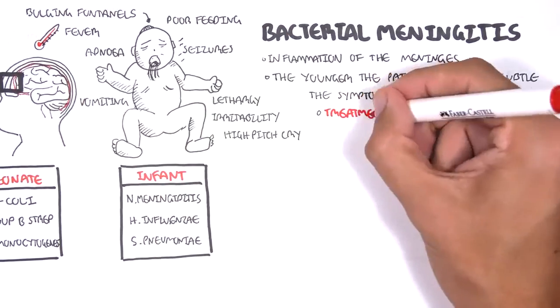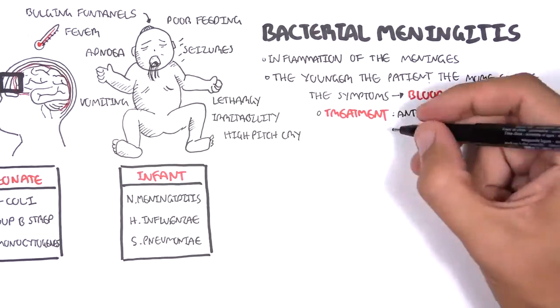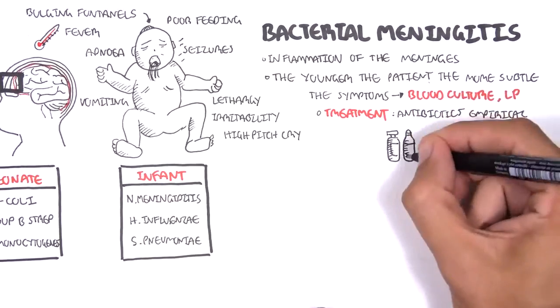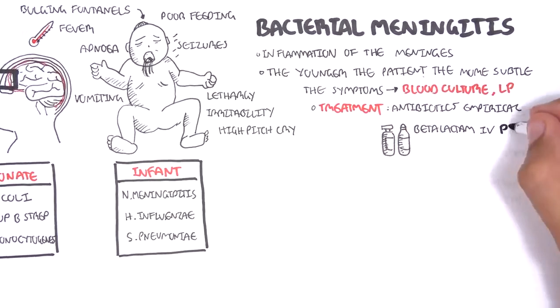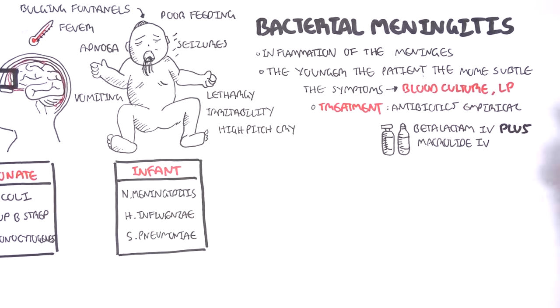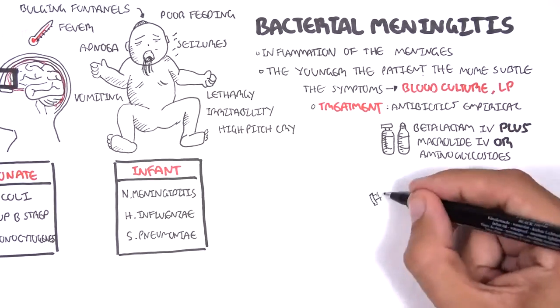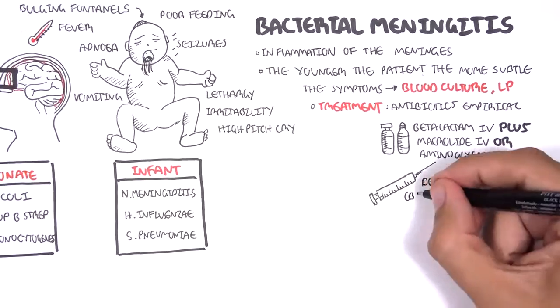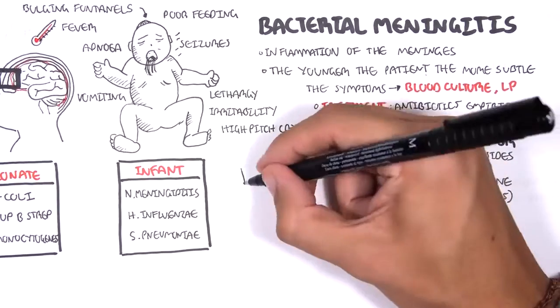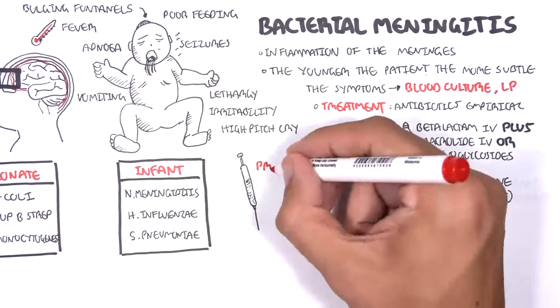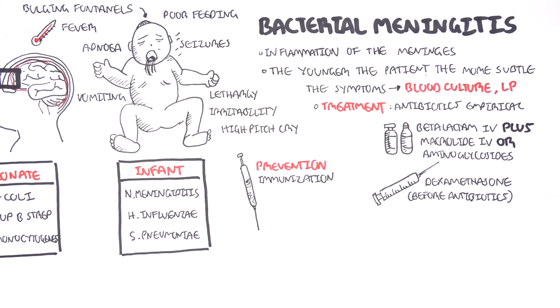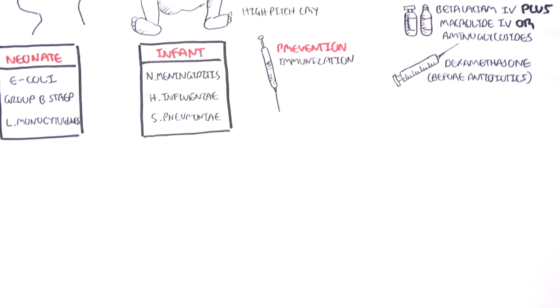Treatment includes empirical antibiotics, which mainly involve the beta-lactams plus a macrolide or aminoglycoside. Dexamethasone, which is a steroid, is usually administered before antibiotics because it has been shown to have overall benefits. Vaccination is thus very important as a preventative measure, as vaccination against some of these causative agents has been shown to reduce the incidence of meningitis by those bacteria.